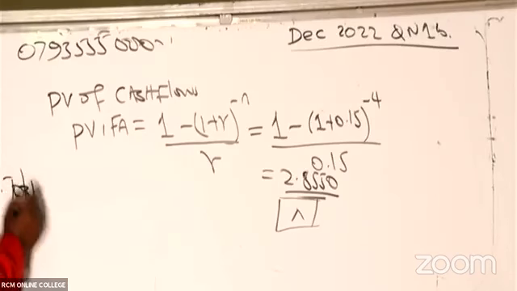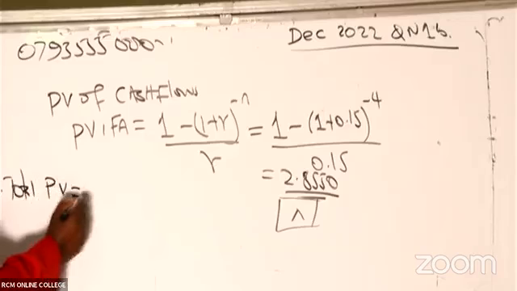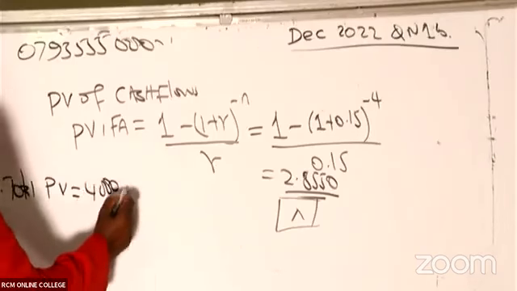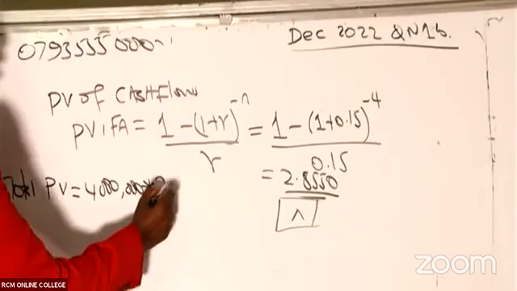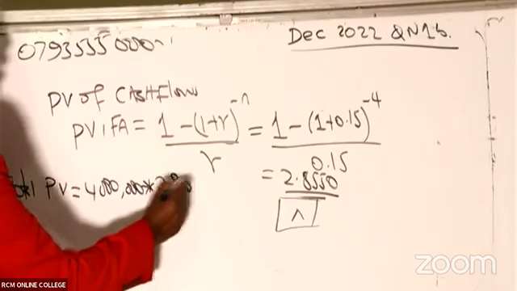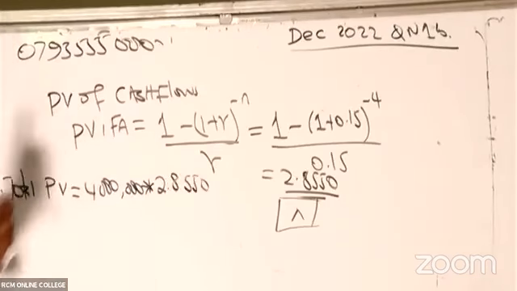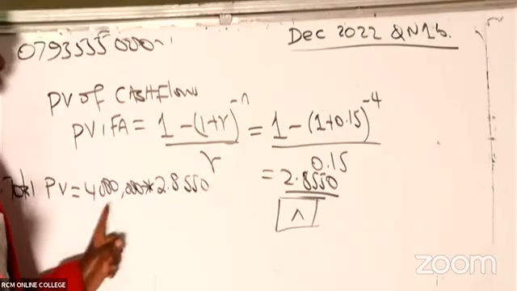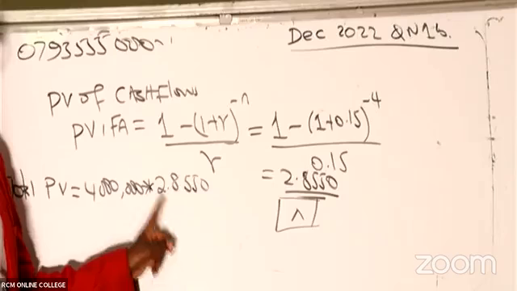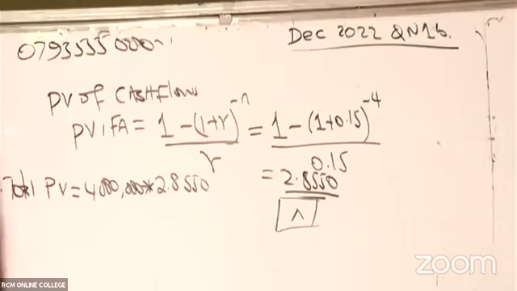Therefore, our total present value will be the 4 million this guy will be getting every year times our PV-FAR, which is 2.8550. Don't use the figure that is in your calculator, because you have rounded off to 4 decimal places. Please take 4 million times this figure to give me the answer. So what do we have at the end of the day?